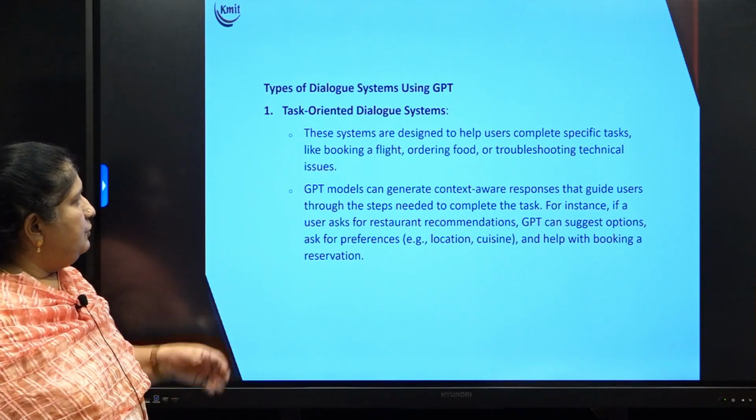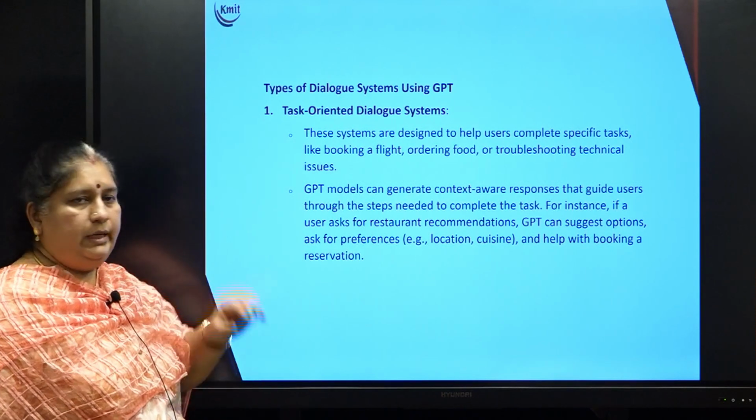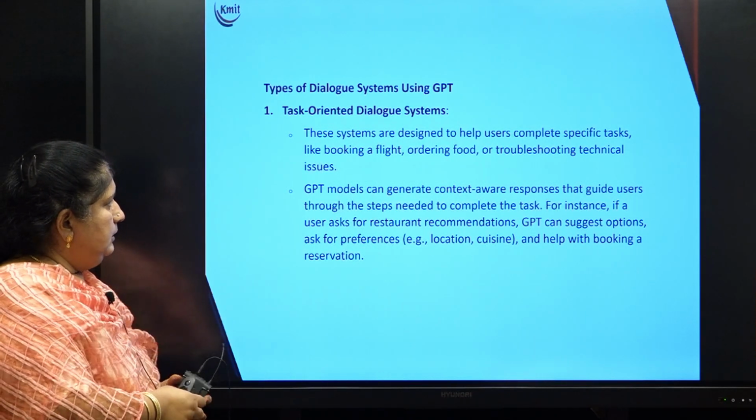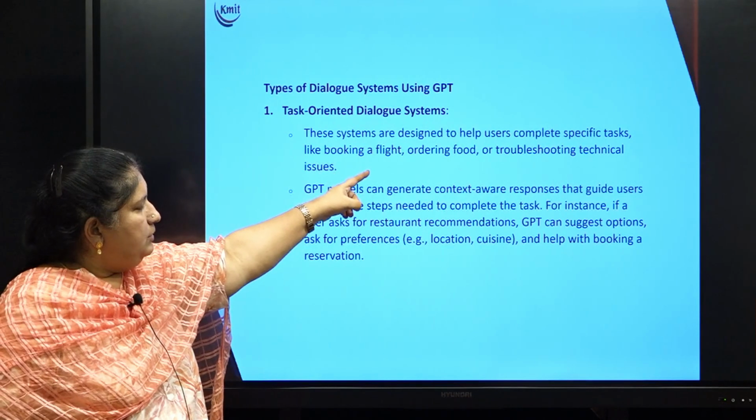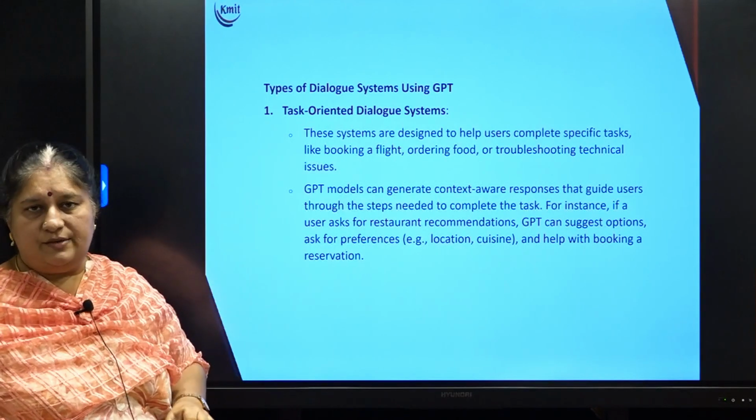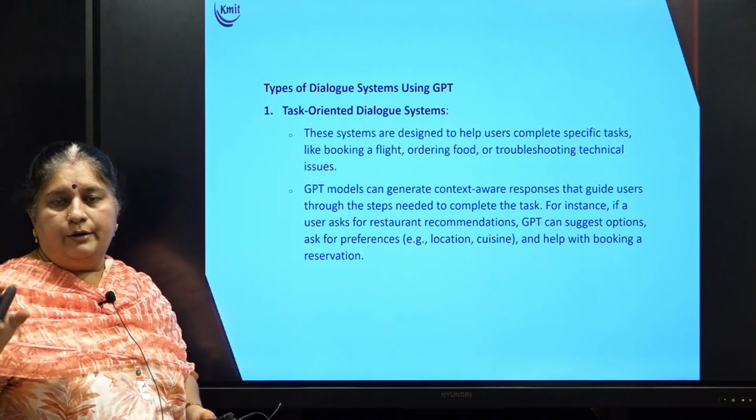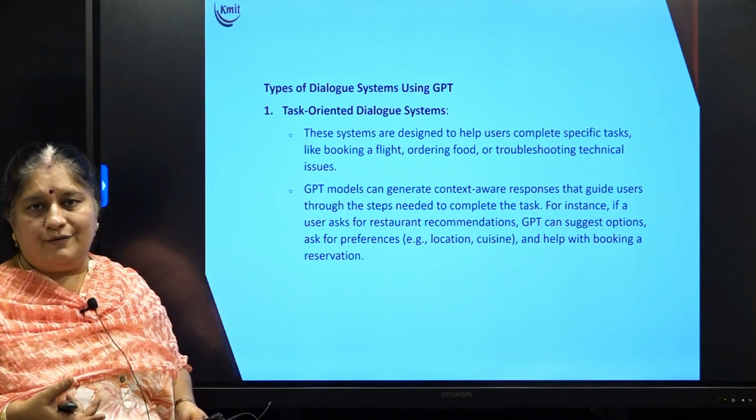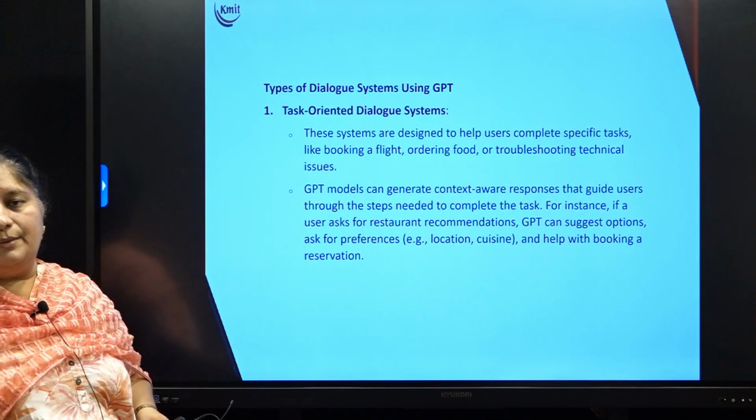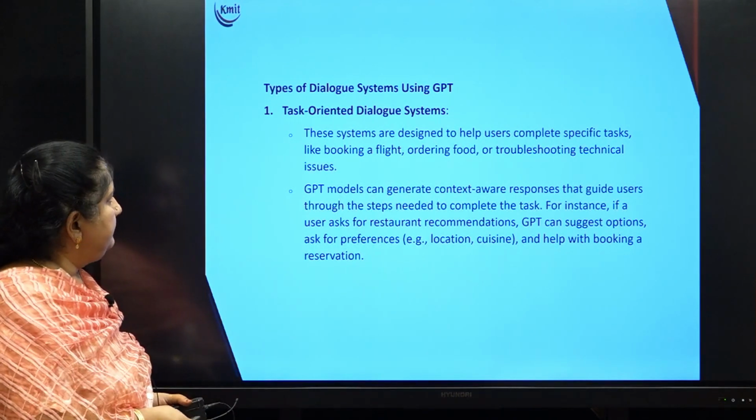What are various types of dialogue systems used in GPT? Task oriented dialogue, it just works for a specific task. Here you have examples: booking a flight, ordering food, troubleshooting a technical issue. So, these are task specific dialogues. You cannot expect the dialogue used for ordering food to be the same as the dialogue for booking a flight ticket. They both are different, the sentences which we use for communication are different there. So, those are task specific dialogue systems.